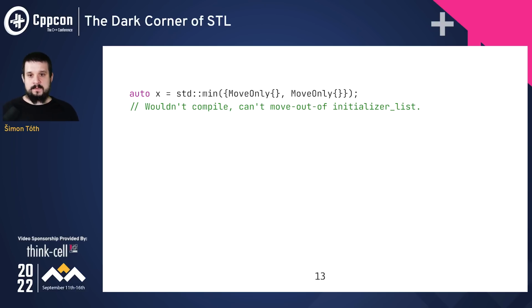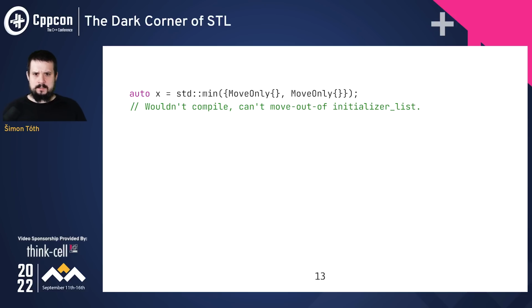Now, sadly, these variants of min and max have the same issue that the initializer list has, because they are using initializer list. Now, initializer list is a very simple type. It's effectively a wrapper around the const array. Sadly, that means that this const array needs to be initialized, and it's initialized by copy initialization very explicitly. And because it is const, well, then you cannot move out of it. This fundamentally means that you cannot use these overloads for move-only types.